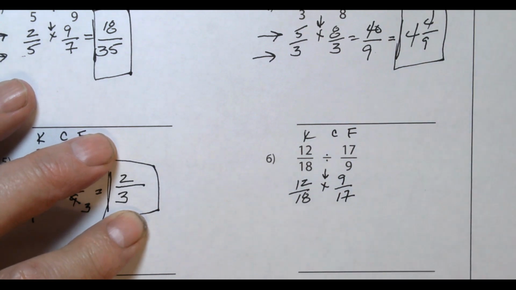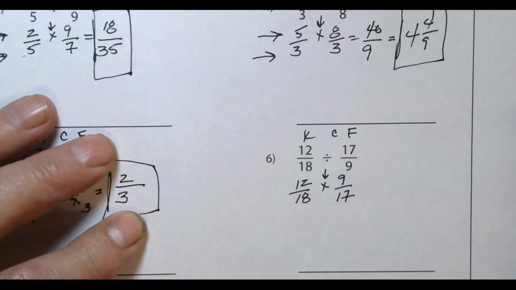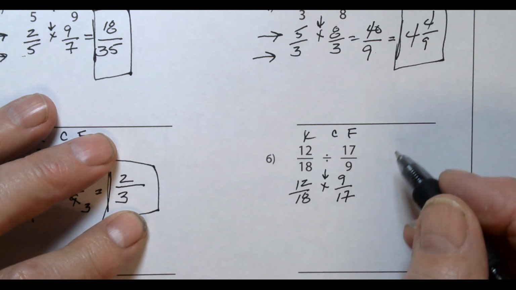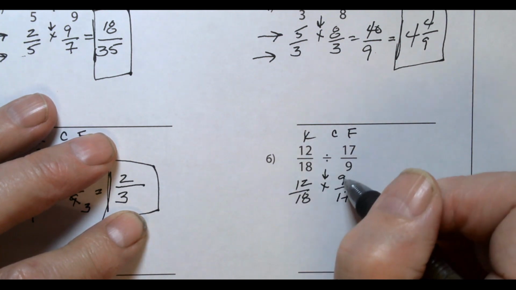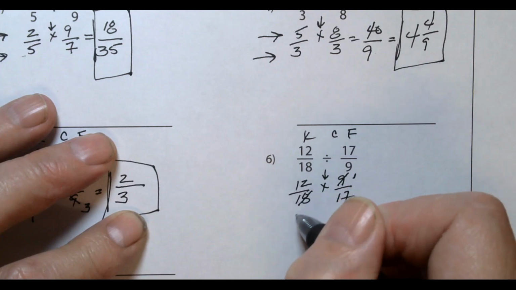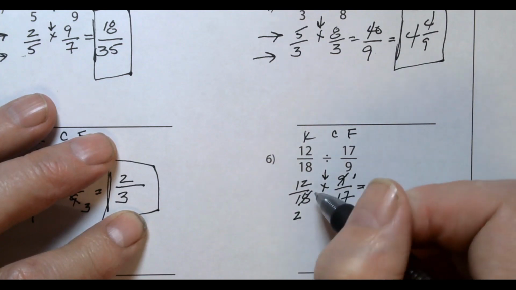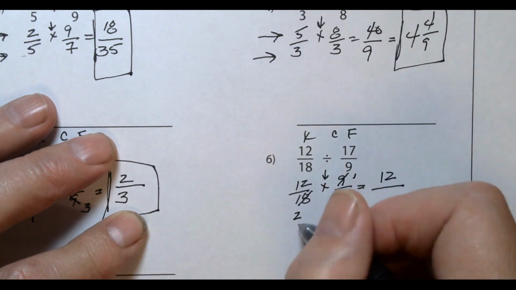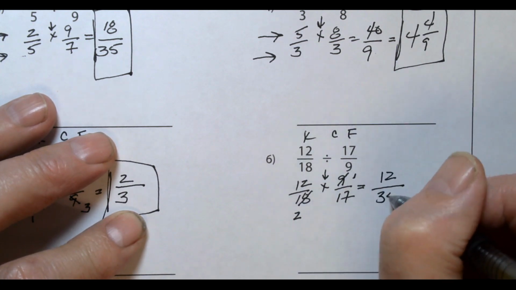I'm going to see if I can cross cancel. I can't do anything with 12 and 17, but I can do something with 9 because 9 goes into 9 once, 9 goes into 18 twice. So now I have 12 times 1 is 12, and 17 times 2 is 34.